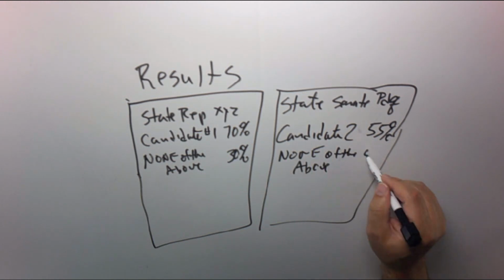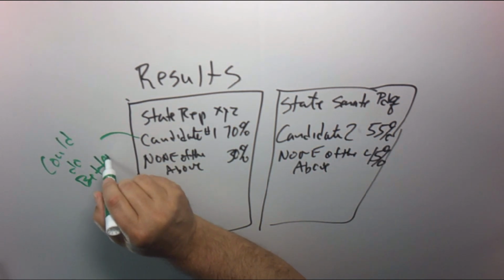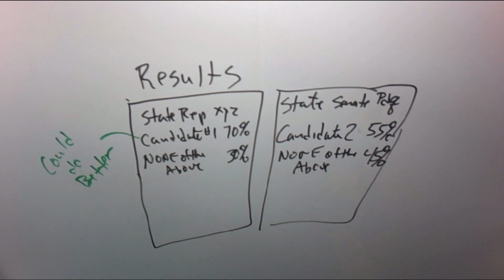So what does this tell us? For state rep, candidate number 1 could do better, but for our state senator, candidate number 2 only got 55% of the vote, with none of the above at 45%. This is an opportunity for a challenger to take on this incumbent the next time around.